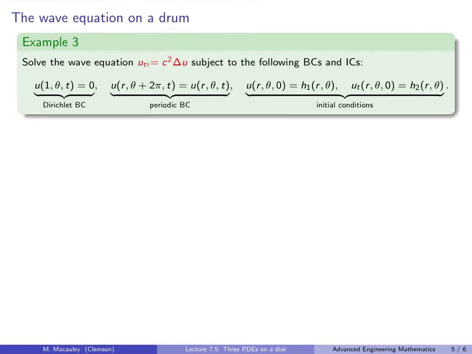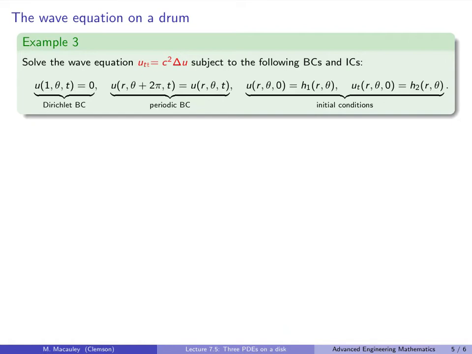Finally, our last example could model, say, the wave equation on a drum. So let's solve the wave equation with the same boundary conditions as before. If you have a circular drum, it makes sense that it's going to be clamped down along the edges, or along, I should say, the edge, because it's circular. You need periodic boundary conditions in theta. But now we need two initial conditions. We need both the initial position of the drum and also the initial velocity, because we have two time derivatives.